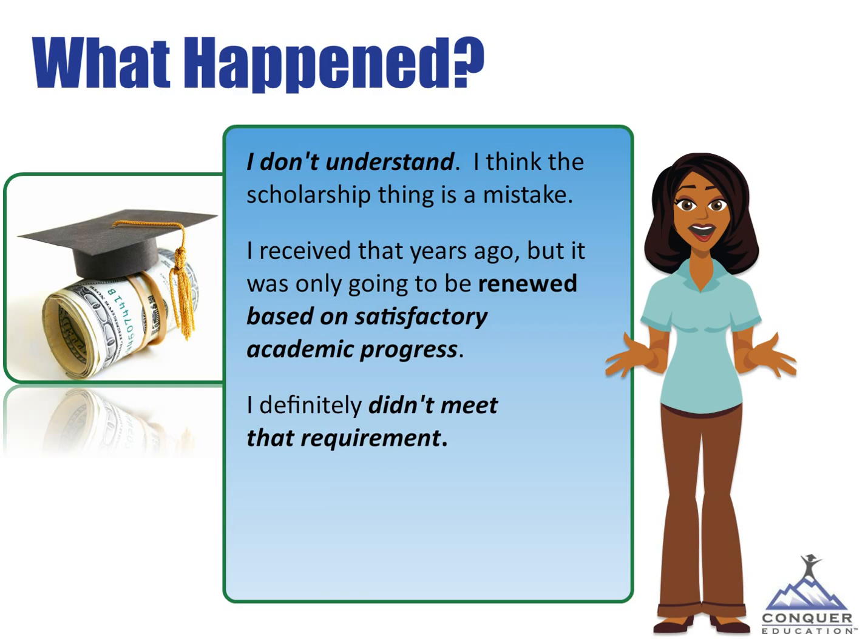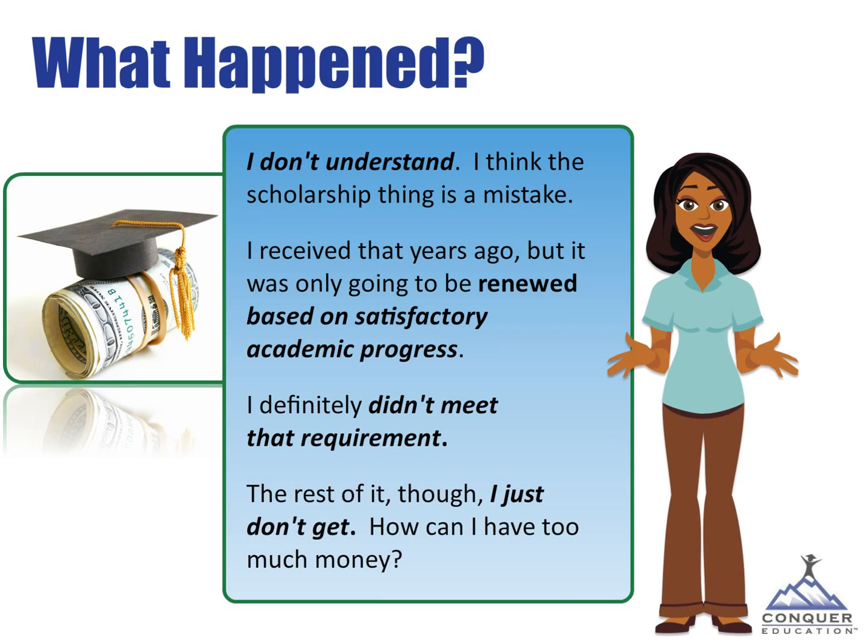My grades were terrible, and if I hadn't quit school, I would probably have flunked out anyway. I was already on academic probation after a semester. The rest of it, though, I just don't get. How can I have too much money? I'm buried in bills. How can I have too little need? I can barely make ends meet as it is.